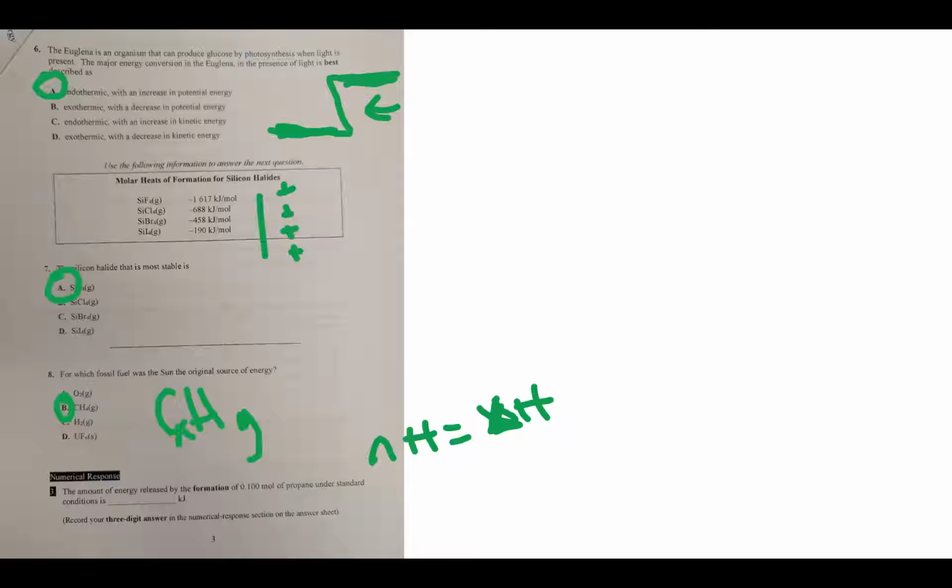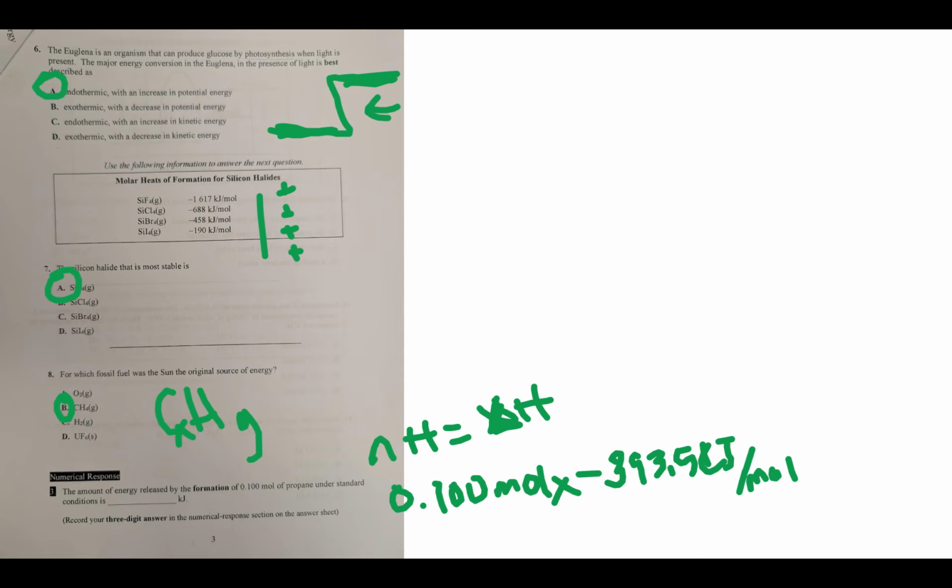So if I'm forming 1 mole of propane, I would take that 0.100 moles. And if it's formation, I will just get that value for propane from my data booklet. So negative 393.5 kilojoules per 1 mole. Moles cancel, plug that in, and you'll see your answer is 39.4 kilojoules. So the amount of energy released if 0.1 react.